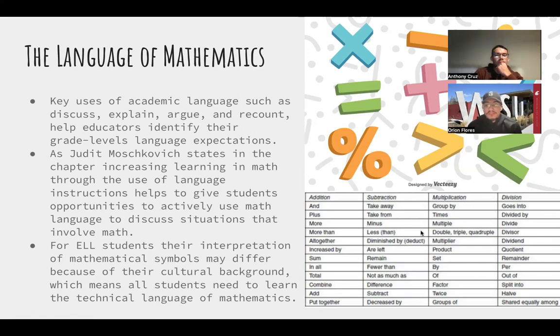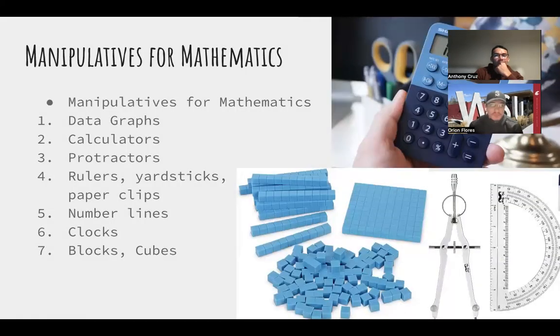So there are just some keywords in mathematics that I included in the bottom right that would be important for ELL students to learn. That way they can be successful. And then manipulatives for mathematics, manipulatives such as data graphs, calculators, protractors, rulers, yardsticks, paper clips, number lines, clocks, blocks, and cubes.